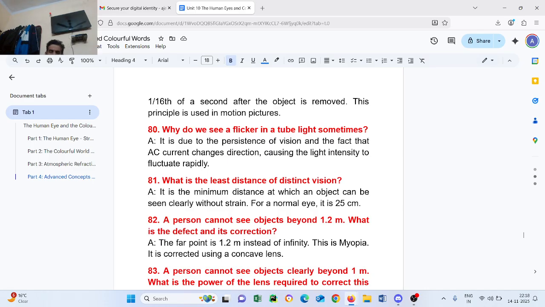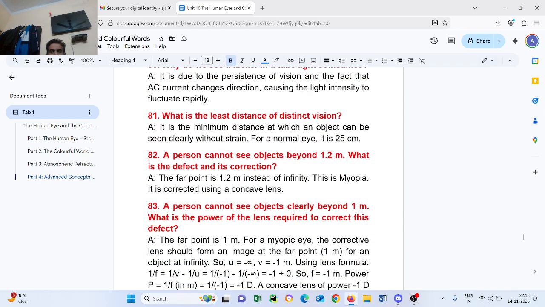Question number 82. A person cannot see objects beyond 1.2 meters. What is the defect and its correction? The far point is 1.2 meters instead of infinity. This is myopia. It is corrected using a concave lens.